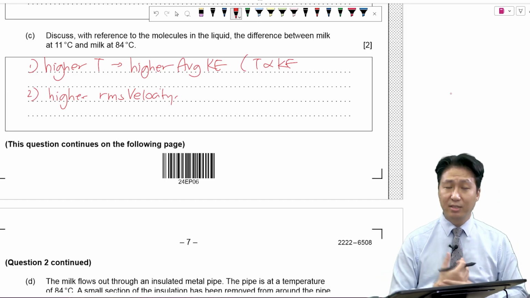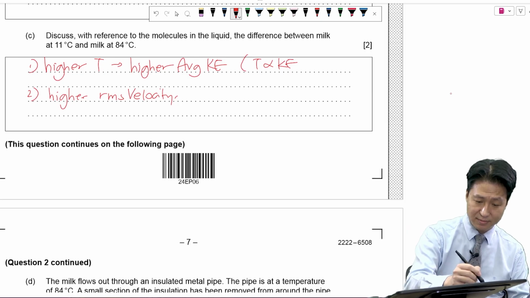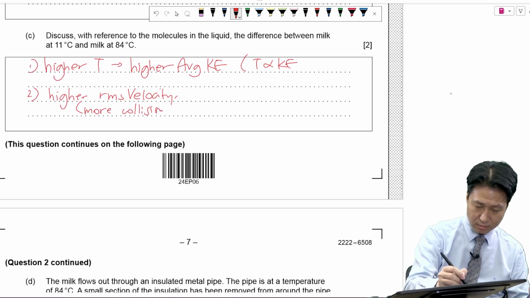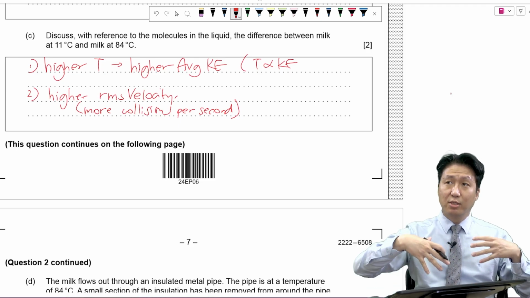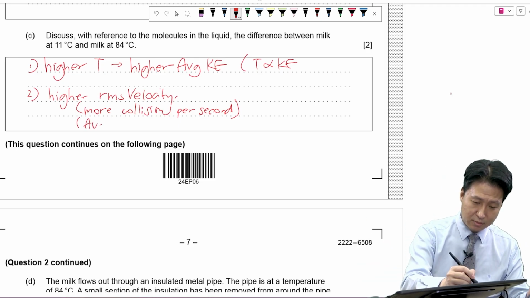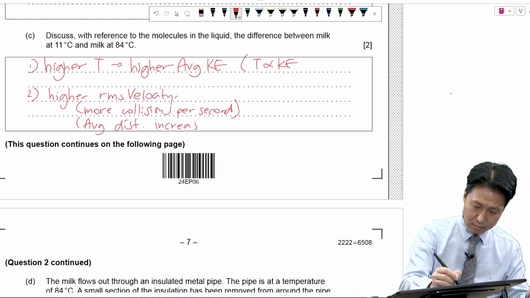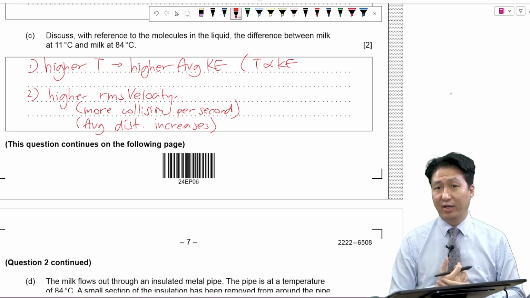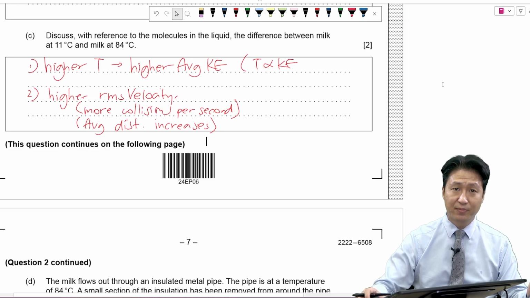And what will also happen is they're moving around faster, they have more collisions per second, or the average spacing increases, or something to that effect. Anything that might result of higher velocities would be an acceptable answer here.